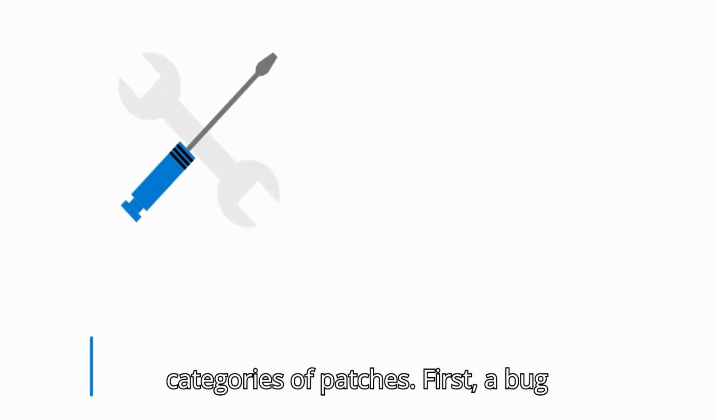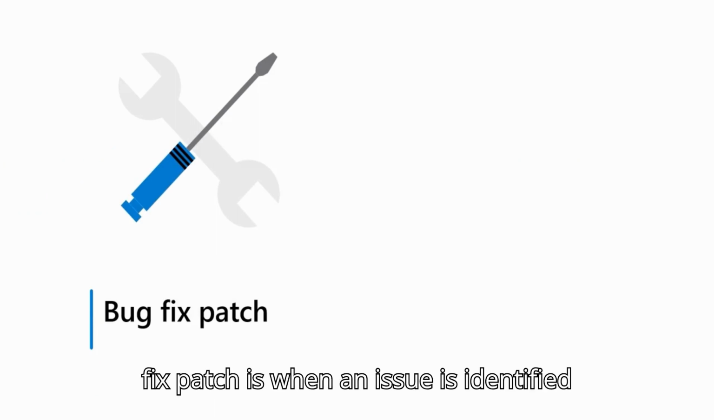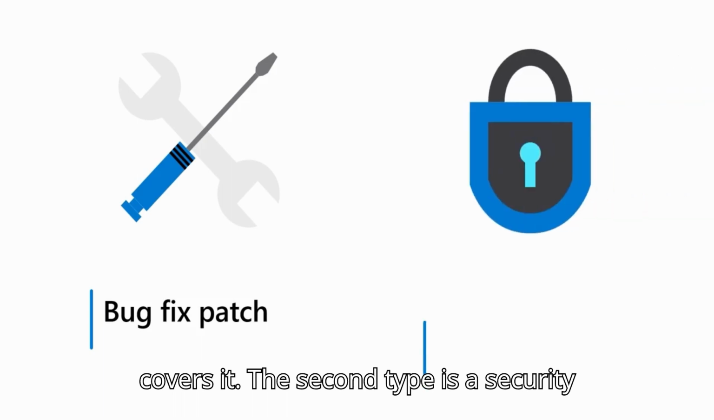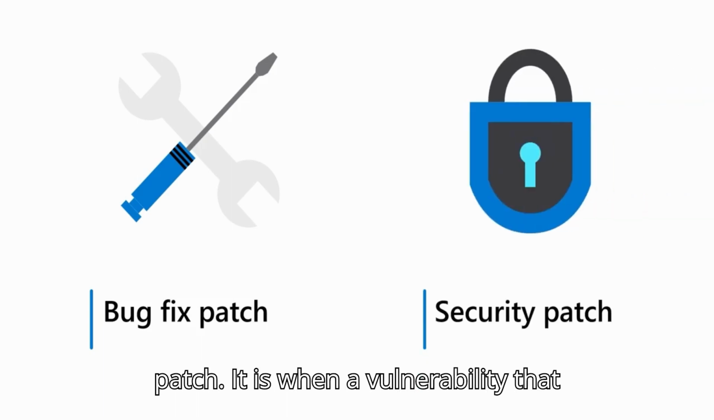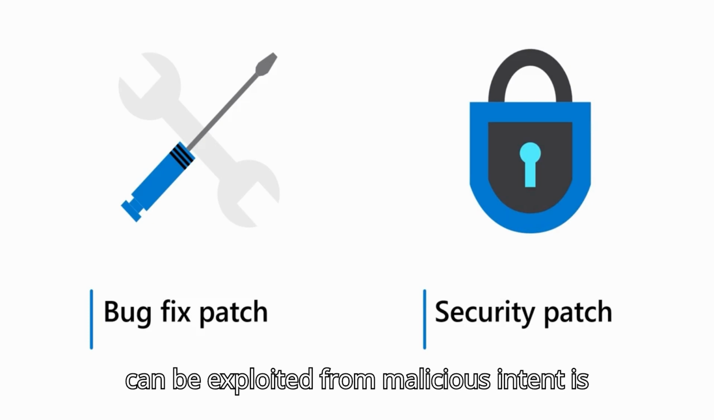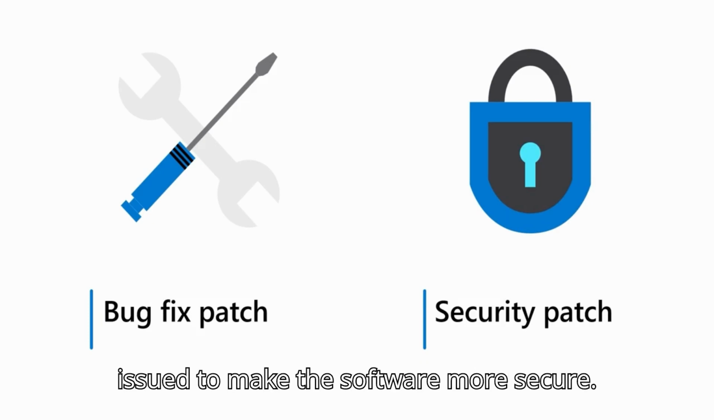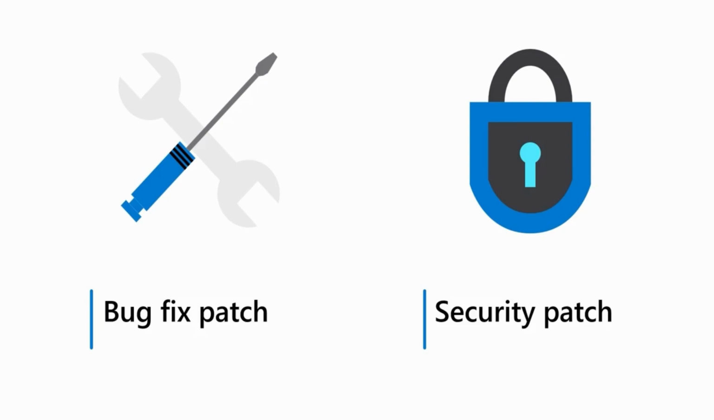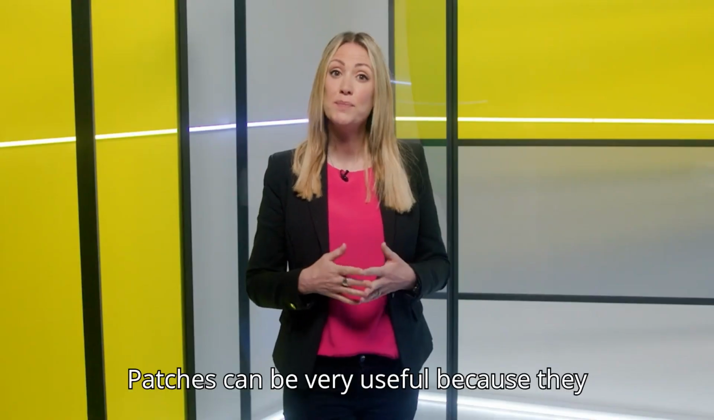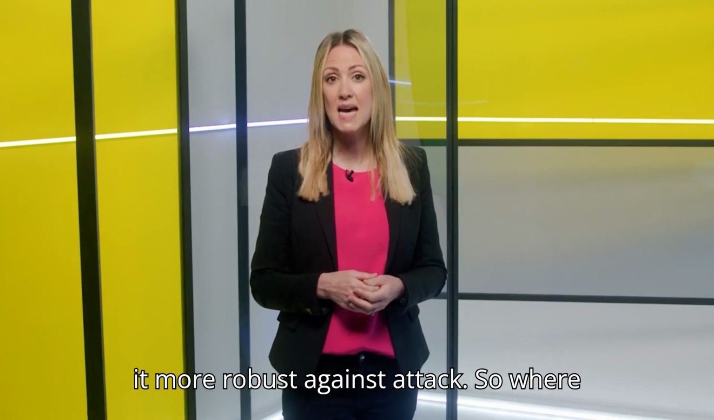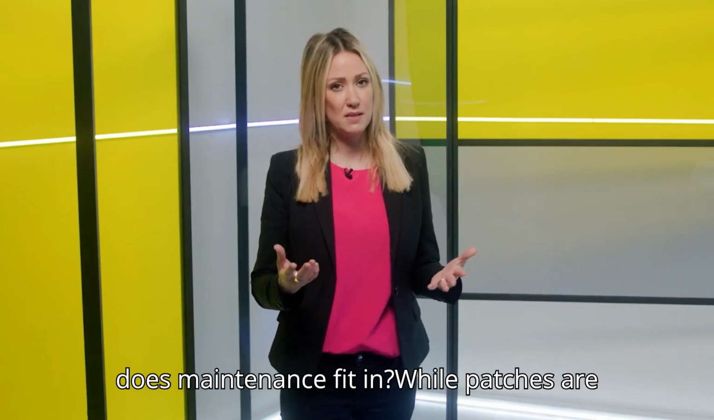There are two categories of patches. First, a bug fix patch is when an issue is identified with the code and the patch temporarily covers it. The second type is a security patch. It is when a vulnerability that can be exploited for malicious intent is identified. A security patch is then issued to make the software more secure. Patches can be very useful because they either enhance existing software or make it more robust against attack. So where does maintenance fit in?